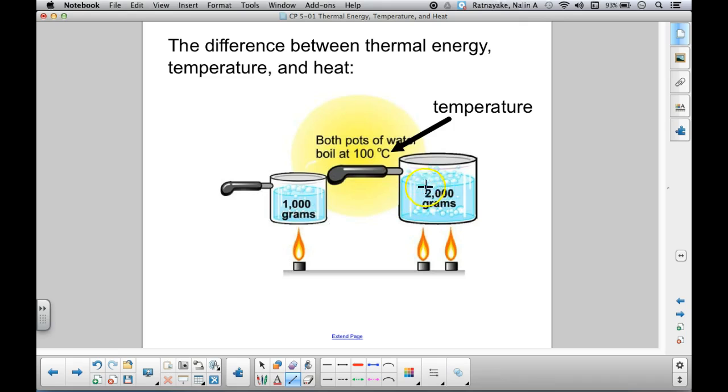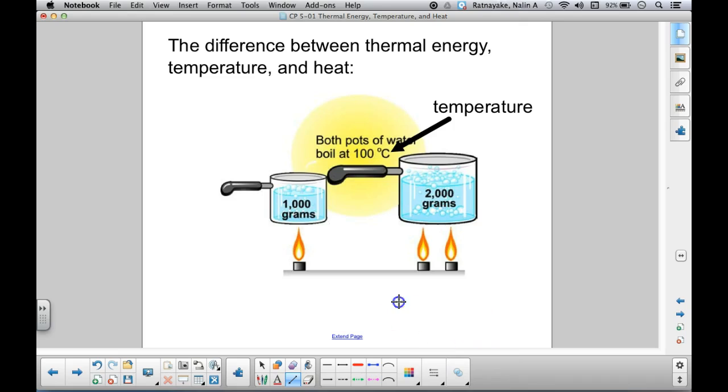The water molecules on average are vibrating the same amount, and we're going to measure that by calling it 100 C. But if you look at how much water we have, there's way more water over here than over here. So if these molecules are vibrating the same as these molecules over here on average, then overall, in total, there is much more vibration going on over here than there is over here. And that is what we call thermal energy.